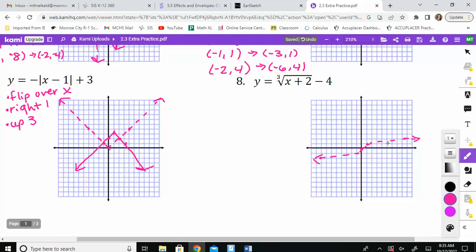Number 8, your parent function is the cube root. What's the +2 do? And the -4? Alright. So you should get something like this. Are we doing okay on these transformations?